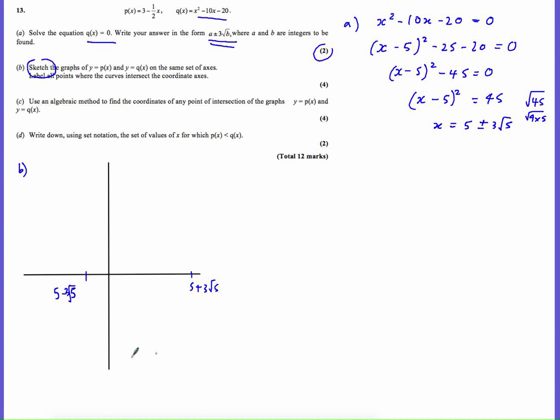I know it also goes through minus 20. I know these things are symmetrical, and it would be symmetrical about the number 5. So that there is just to give me a bit of a guide. And the lowest point is at 5, minus 45, so it would go way down here. I'm going to really struggle to draw this on the computer.